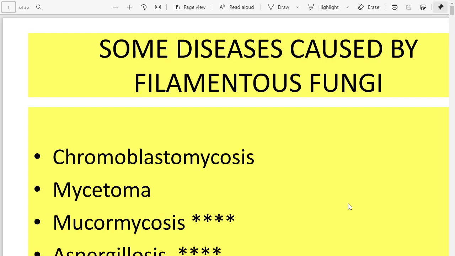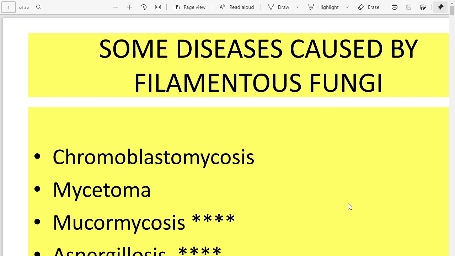First of all, we have filamentous fungi, those which are responsible for development of chromoblastomycosis. This is a fungal infection associated with changes in the color of the skin, with thickening and sometimes granuloma and necrosis of the underlying connective tissue, and sometimes it might reach the bone and the muscles, causing massive destruction as it is seen in case of mycetoma.